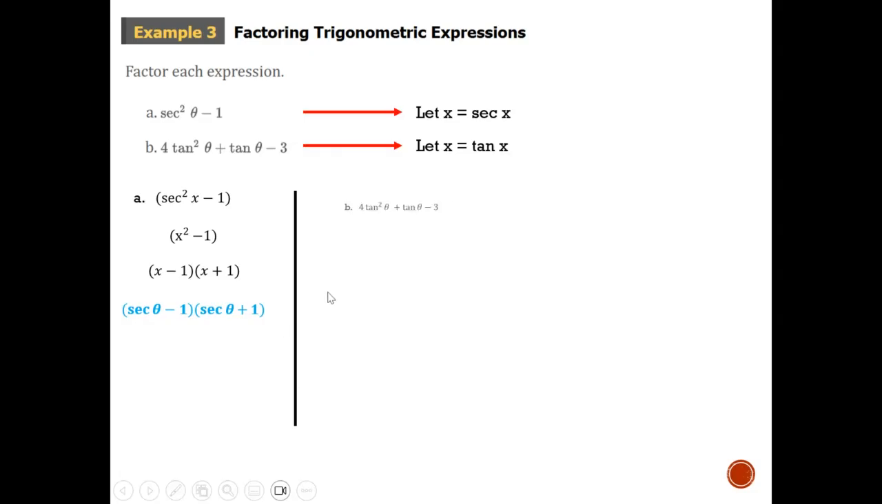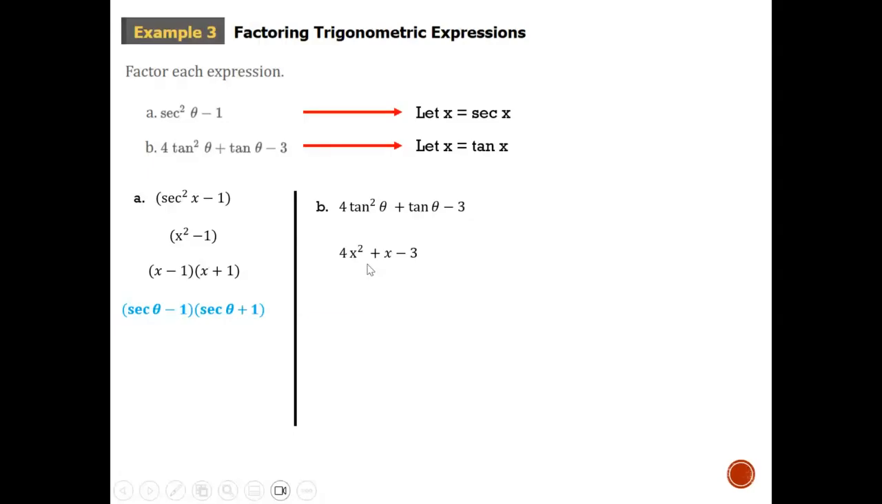Okay, now part B is a little bit more challenging. Why? Because we have a 4 in front of the tangent squared. So again, let's replace x with tangent of x. So it's going to give us 4x squared plus x minus 3.